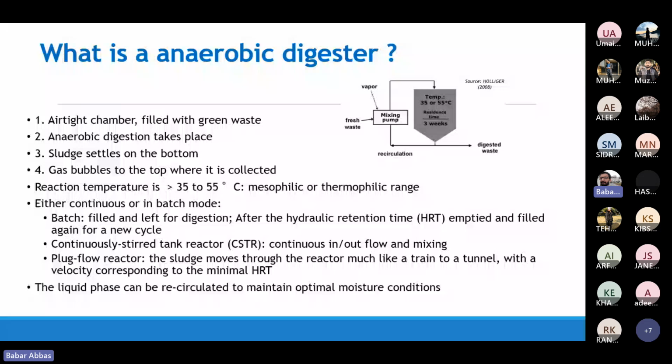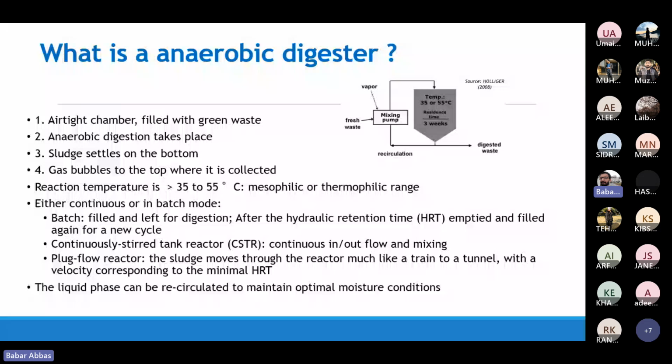Either continuous or in batch mode. जब आपके पास वेस्ट है तो आप उसको बैच सिस्टम में भी चला सकते हैं, कॉन्टिन्यूस सिस्टम भी बना सकते हैं. बैच होगा तो क्या होगा, filled and left for digestion after the hydraulic retention time, emptied and filled again for a new cycle. आप एक बैच को इंट्रोड्यूस करवाते हैं, उससे बायोगैस जनरेट होती है, बायो फर्टिलाइजर सेपरेट कर लेते हैं और फिर से नया बैच शुरू कर देते हैं.